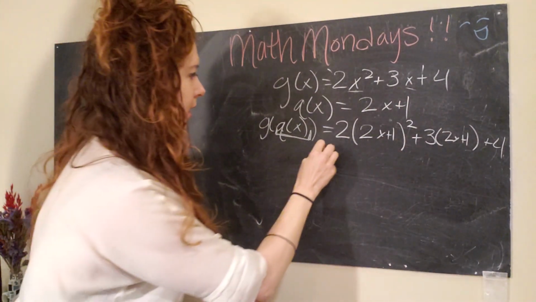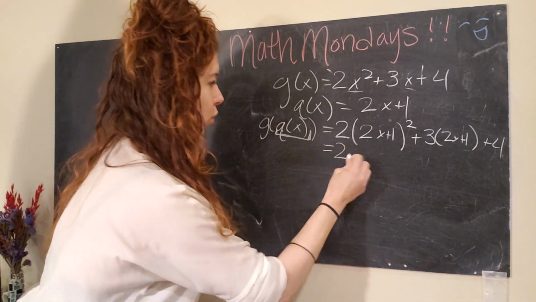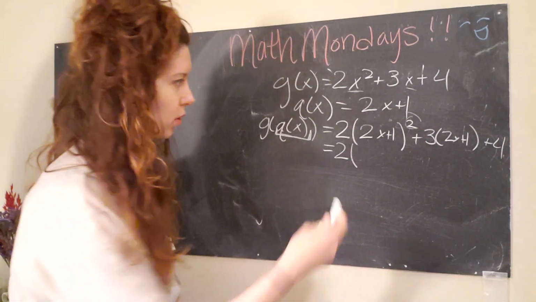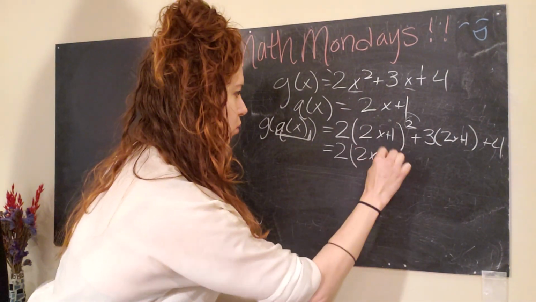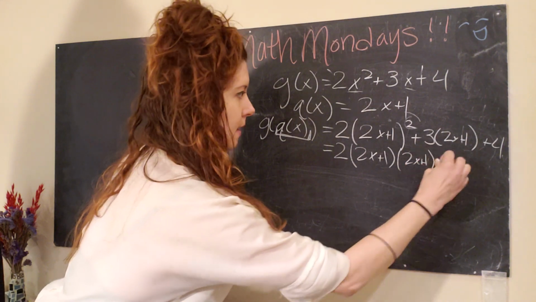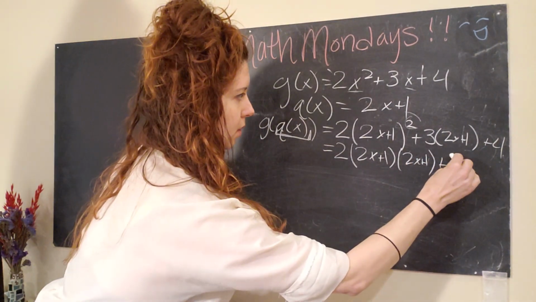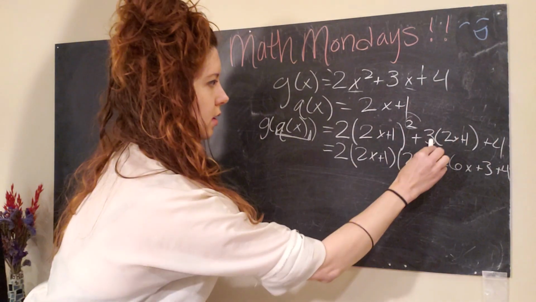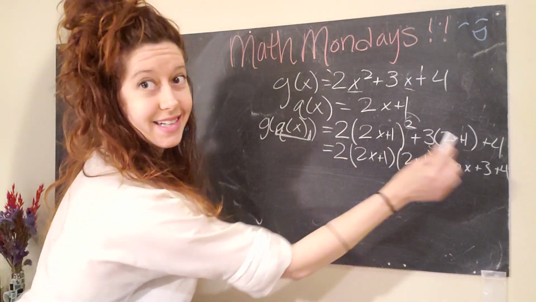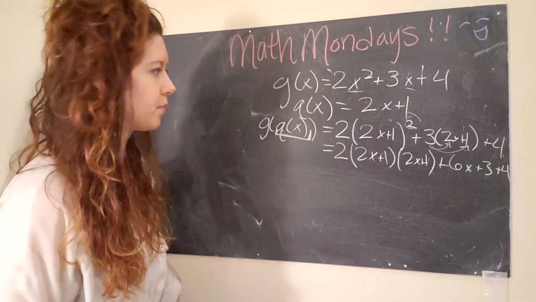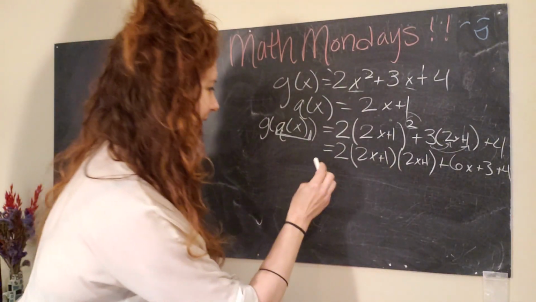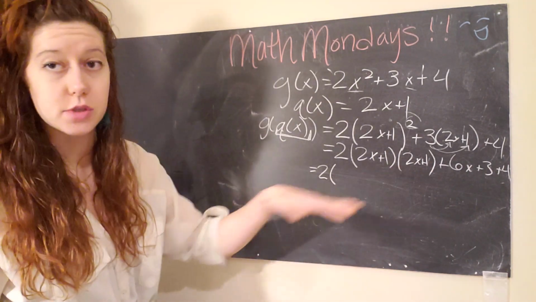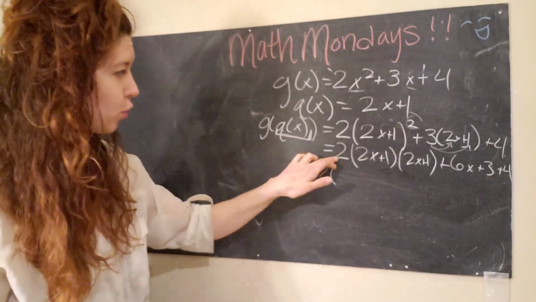And now we simplify. But we have to do order of operations. So in order of operations, exponents are one of the higher ones, or it's the highest one that we have right now. So we have (2x plus 1) times (2x plus 1) plus, and I'll simplify this one, plus 6x plus 3 plus 4. So this goes here to give us 6x, and then it goes here to give us 3. And then our 4 comes along for the ride. Cool. So now we have 2 times (2x plus 1) times (2x plus 1). So we need to do this first before we can multiply by 2.